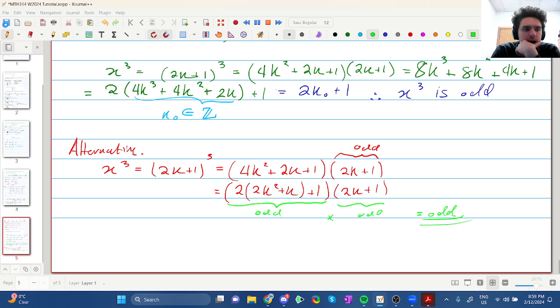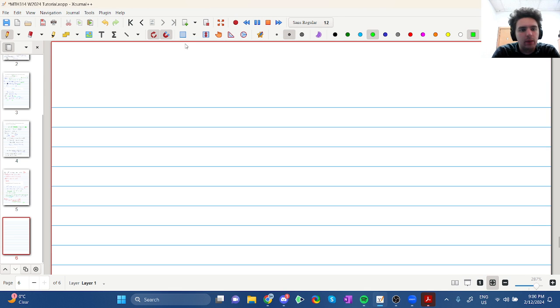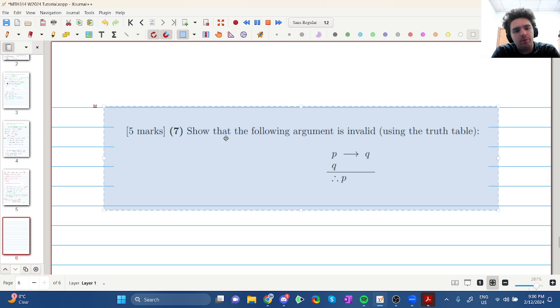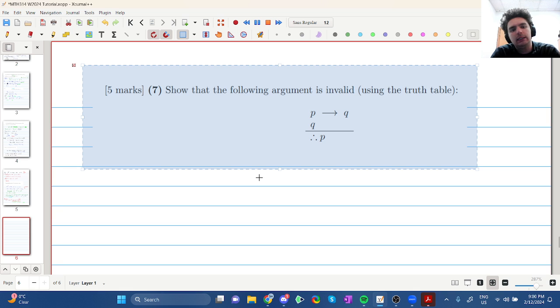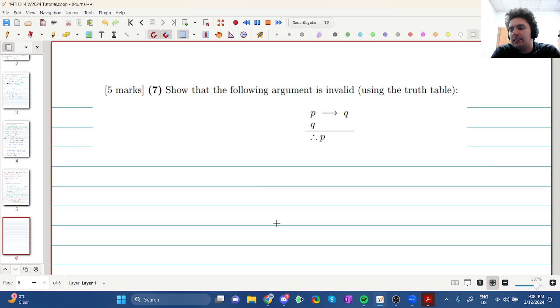Okie dokie. So let's open the next page. The next page says, show that the following argument is invalid using a truth table. Back to the good old truth tables. This is a good example. It's also a fallacy that people fall into all the time, which is like P implies Q, Q, therefore P.